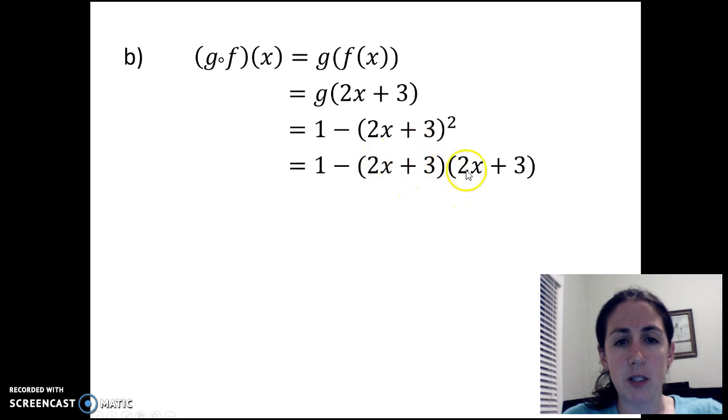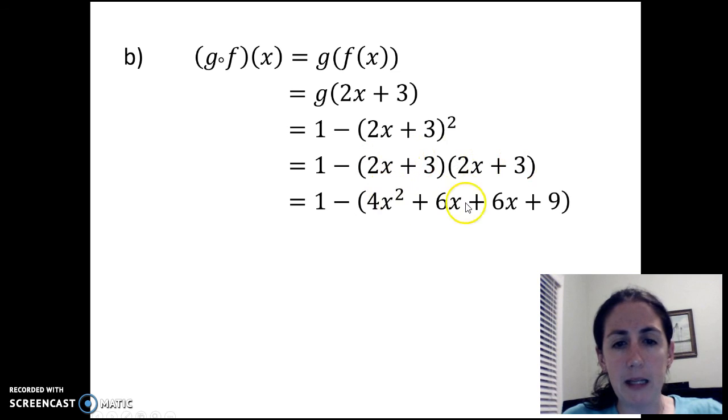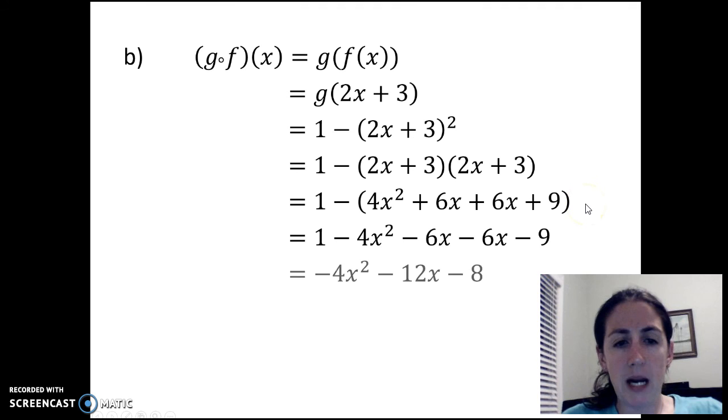We'll take that 2x plus 3 times 2x plus 3, and we'll multiply that out completely in parentheses. That helps us remember that we need to subtract this entire product, so we're going to need to subtract each of the pieces. So we distribute that negative. Everybody in here gets the opposite sign. Combine our like terms for negative 4x squared minus 12x minus 8. And again, notice that f composed with g and g composed with f gave us two completely different answers.